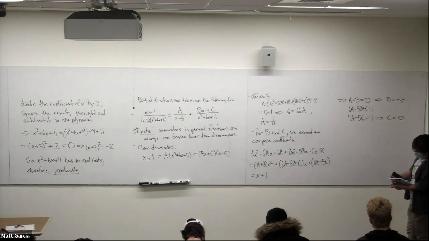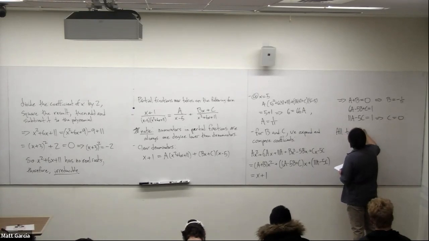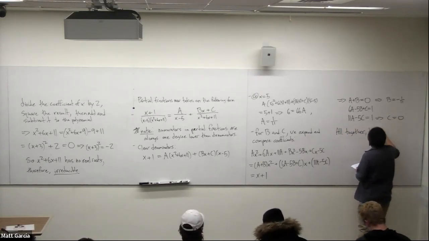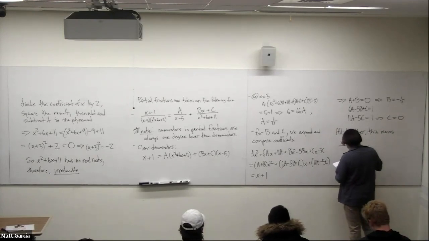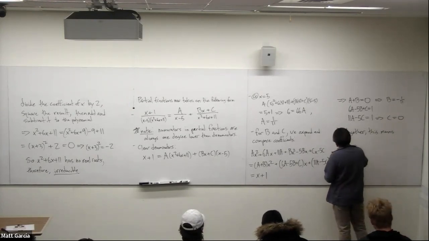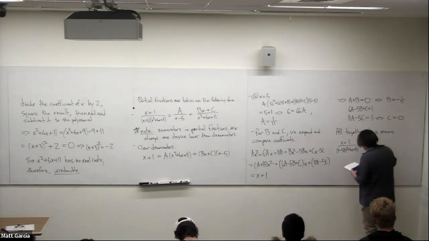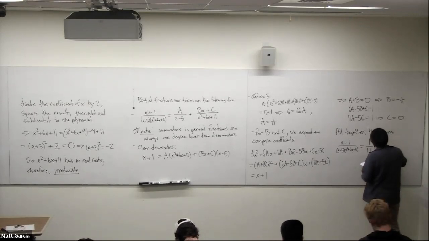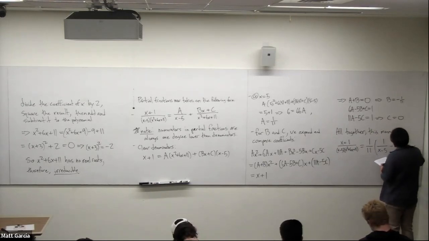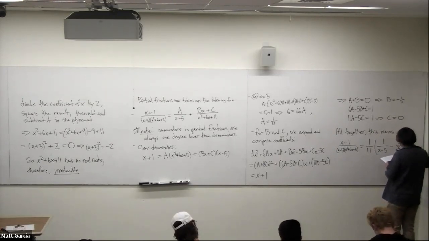Okay. So altogether, what do we have? Altogether, this means that our original rational function is equal to the following: 1/11 times (1 over x minus 5 minus x divided by x squared plus 6x plus 11).